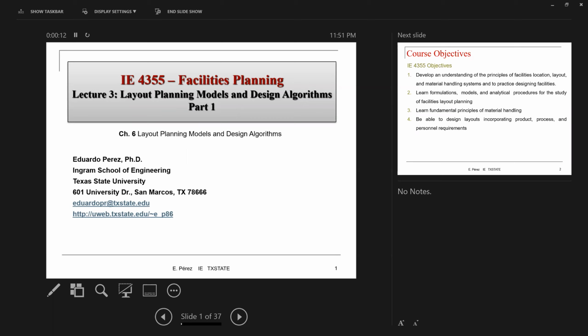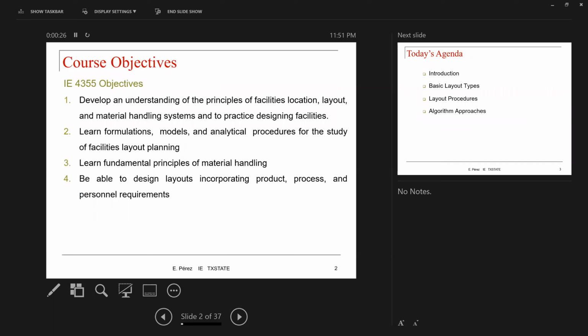This is lecture 3, layout planning models and design algorithms, part 1 for IE 4355 facilities planning. The course objectives first are to develop an understanding of the principles of facilities location, layout, and material handling systems, and to practice designing facilities. This objective is going to be part of this lecture.